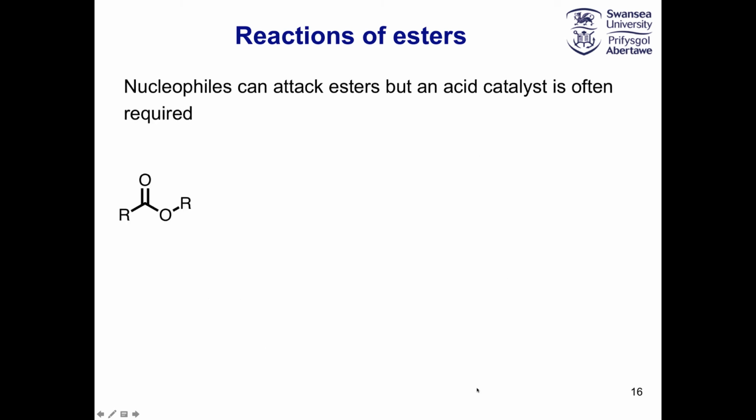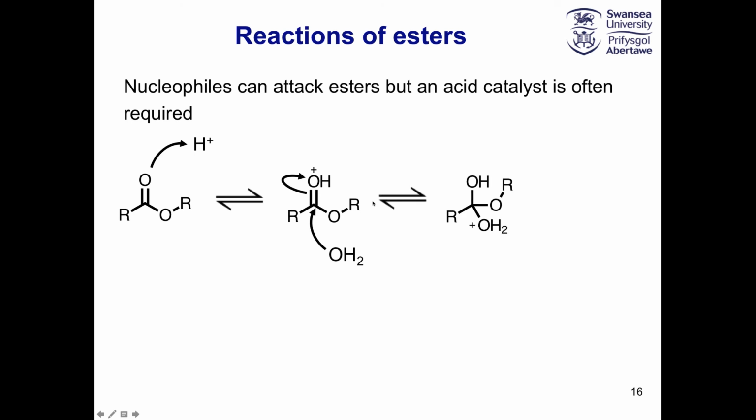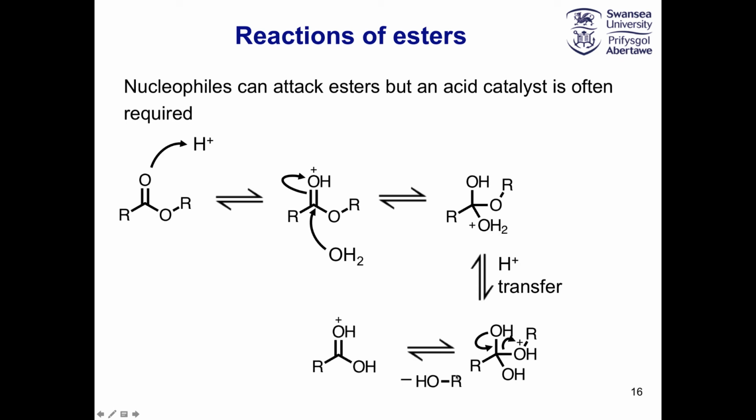The mechanism is very similar to the one for their formation. The ester is protonated by the acid catalyst, forming this species, and it's then attacked by water. Electrons flow up here, and then proton transfer sets everything up for the electrons to flow back down, kicking out an alcohol, and then this deprotonates to form the carboxylic acid product.